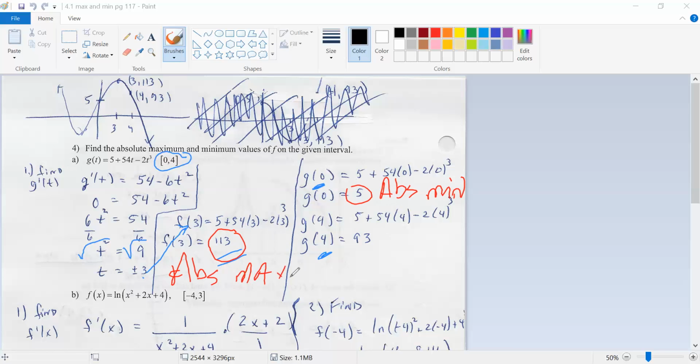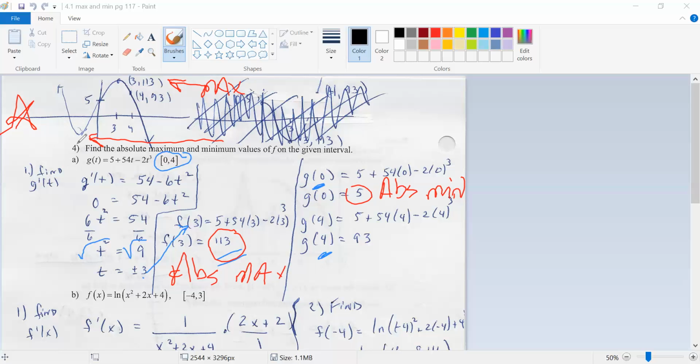What you can do, you can always graph it on your calculator, and if you look over here, you'll see that there's my max, and here's my minimum. Now, does that minimum value there, is that allowed? I should ask.